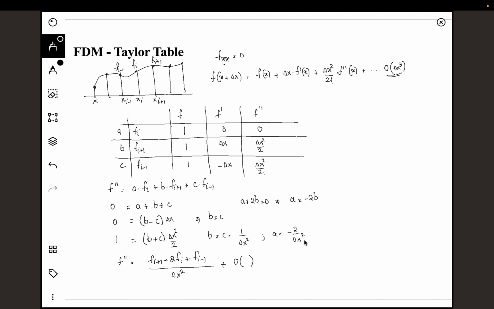So this is the construction of Taylor table. This is for one particular term. Now if I have a PDE like a phi xx plus b phi xy plus c phi yy and so on, for each of these terms I can again construct a Taylor table like this, and then evaluate all these a, b, c values and then create my stencil.